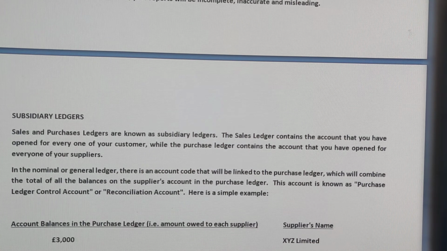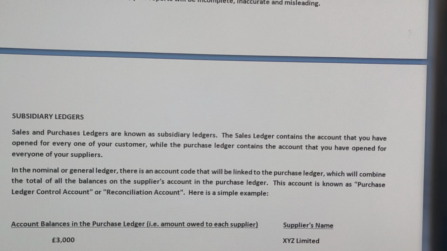Now, in the nominal or general ledger, there is an account code which will be linked to the purchase ledger. That account code is called the reconciliation account or purchase ledger control account. It will contain the total of all the balances in the suppliers' accounts in the purchase ledger.